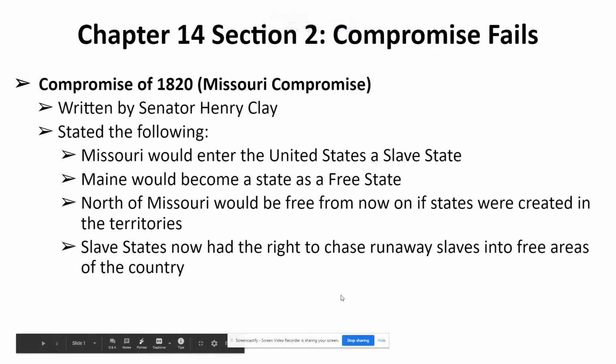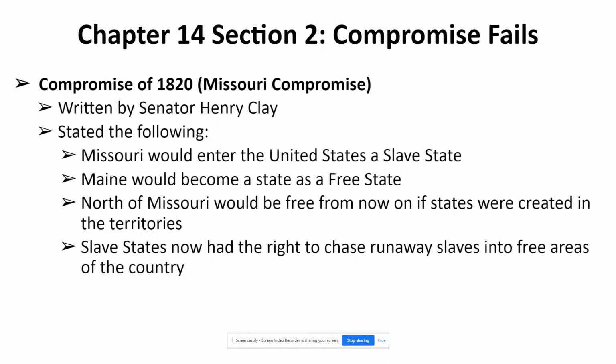Hey everyone, it's Wednesday, May 6th. Just touching base here, continuing on with chapter 14, section 2. This is actually going to be relatively short because some of this you've done already.